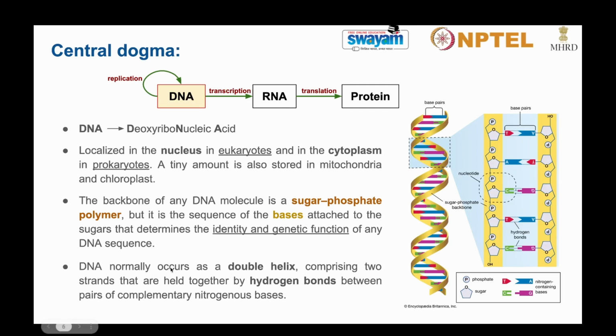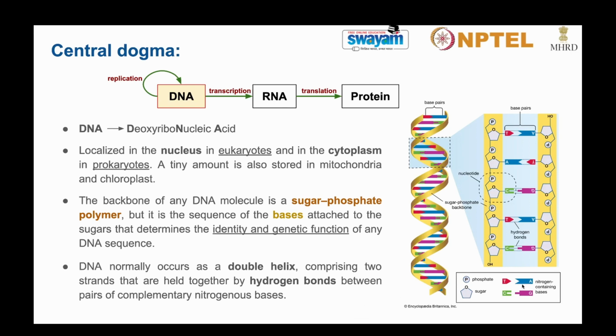Now, DNA normally occurs as a double helix, and it comprises two strands which run anti-parallel to one another. Anti-parallel means if one strand runs from 5 prime to 3 prime, then the other strand will run from 3 prime to 5 prime. These two strands are joined together by hydrogen bonds, so hydrogen bond pairing is involved.